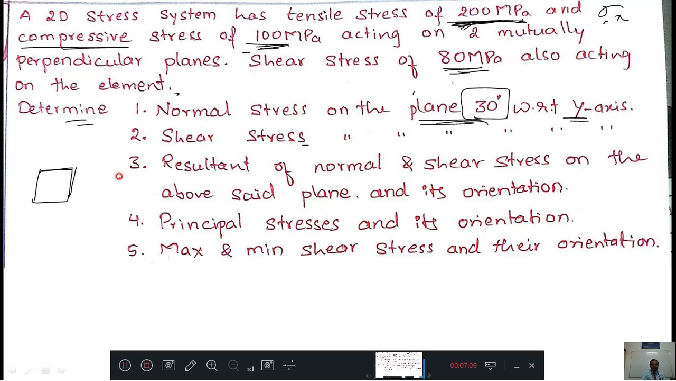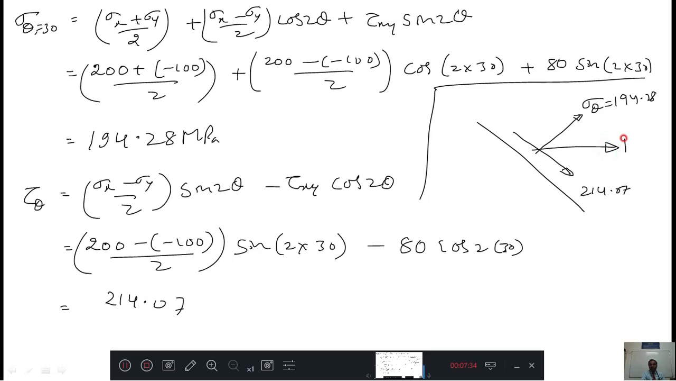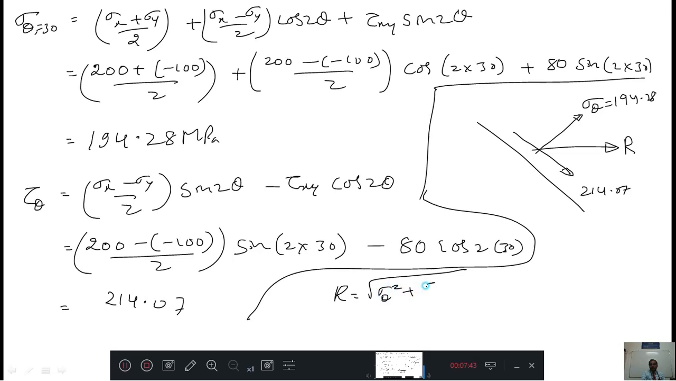Here they are asking the third question, resultant of normal and shear stress on the above plane. Means there is a plane here, on this plane you got this sigma theta, that is 194.28, and this shear stress, this is 214.07. Then they want the resultant, which will be somewhere here, this I will call R. Then the R equation will be what? R will be equal to square root of sigma theta square plus tau theta square, that is 194.28 square plus 214.07 square, under root. Then you will get the answer.